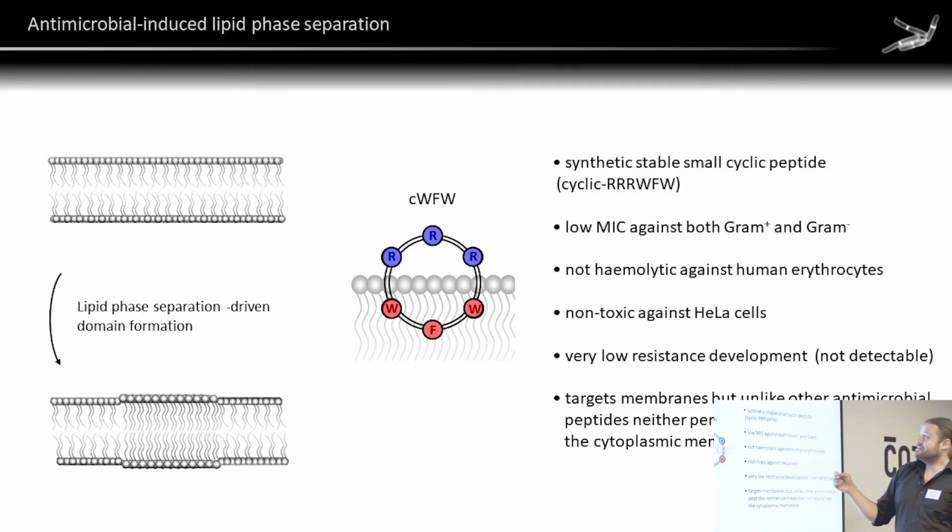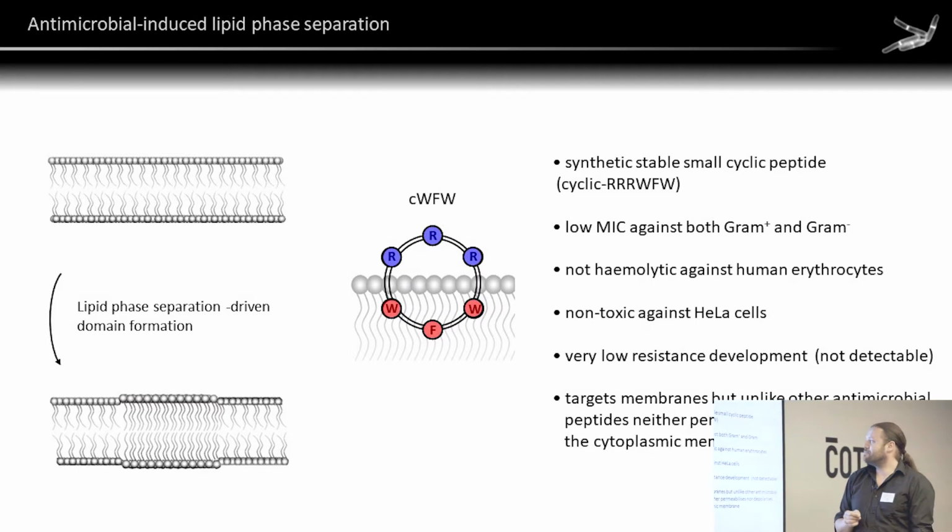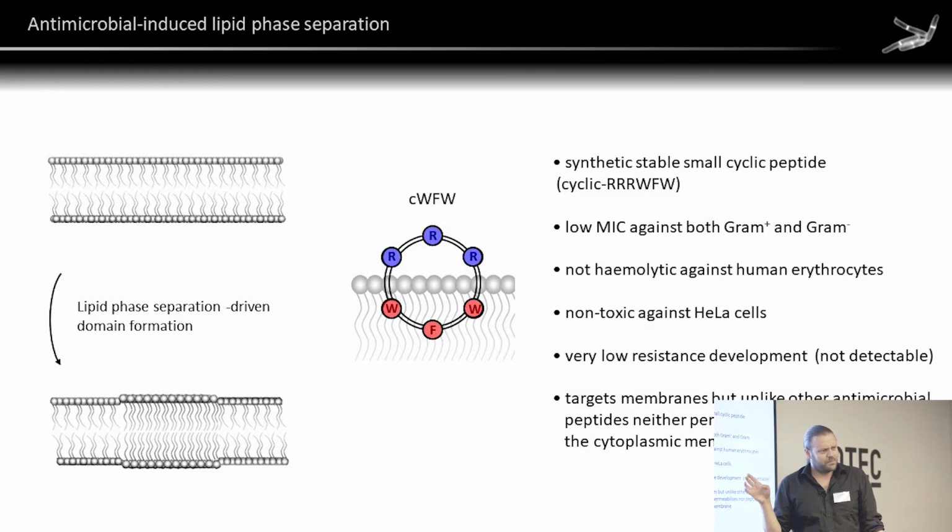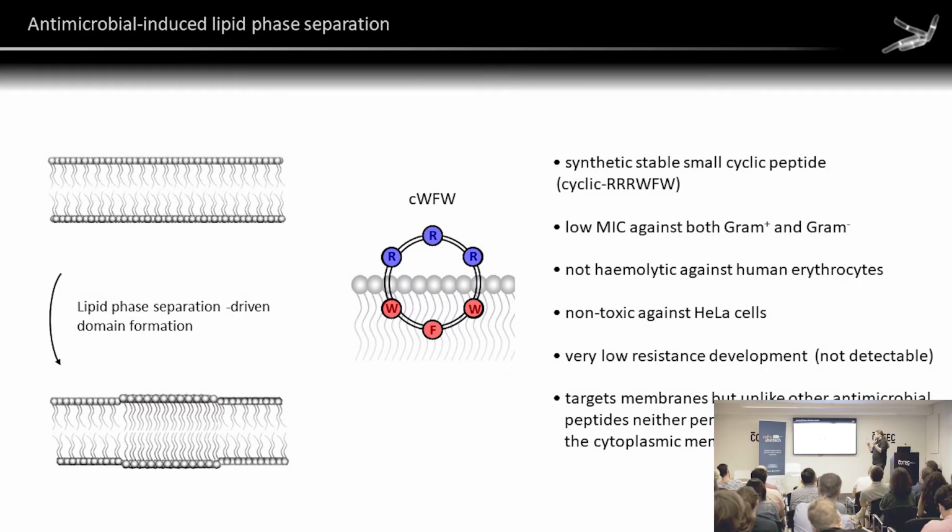But what is really interesting in this is that it has a very low MIC against gram-positive and gram-negative organisms. Usually membrane targeting antimicrobials are quite toxic in eukaryotes. That's why there are only few examples of where they're clinically used, like daptomycin and polymyxin B. And what is really promising in this one is it's not hemolytic against human erythrocytes, and it's not toxic against HeLa cells. So it shows quite good initial characteristics when it comes to actually being a potential antibiotic. And what is really cool is that it has very low resistance development, which is actually shared by membrane targeting antimicrobials in general.